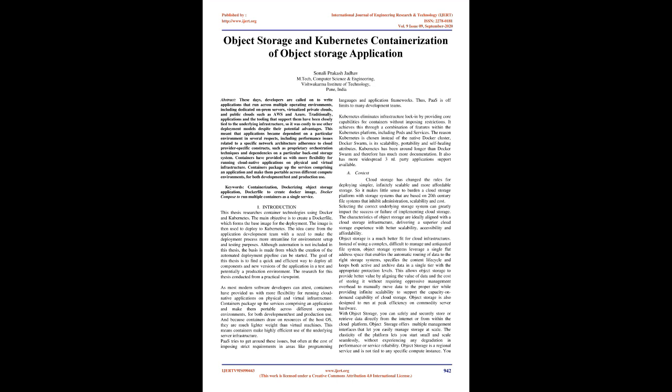Object storage is a much better fit for cloud infrastructures. Instead of using a complex, difficult to manage and antiquated file system, object storage systems leverage a single flat address space that enables the automatic routing of data to the right storage systems, specifies the content lifecycle and keeps both active and archived data in a single tier with the appropriate protection levels. This allows object storage to provide better value by aligning the value of data and the cost of storing it without requiring oppressive management overhead to manually move data to the proper tier while providing infinite scalability to support the capacity-on-demand capability of cloud storage.